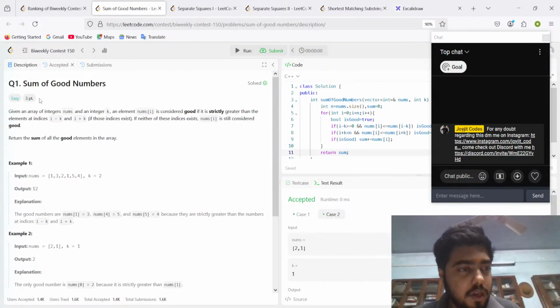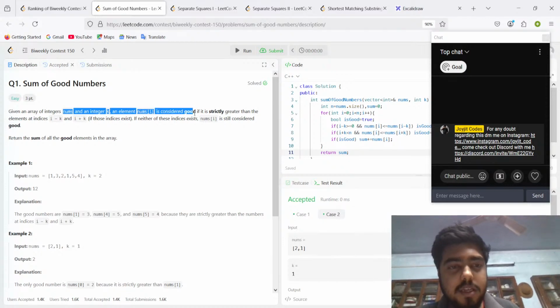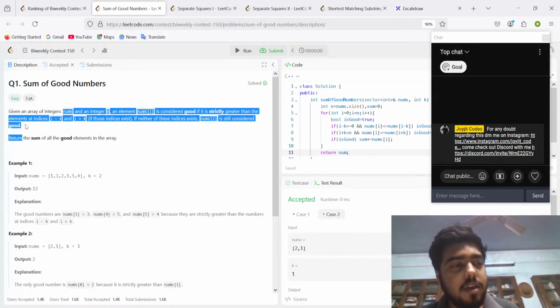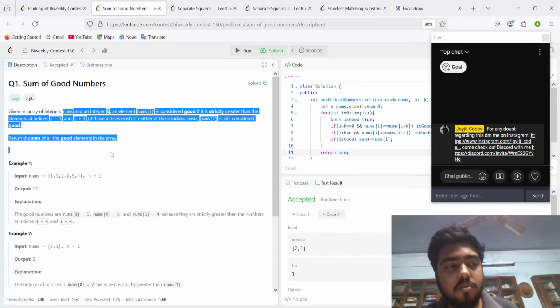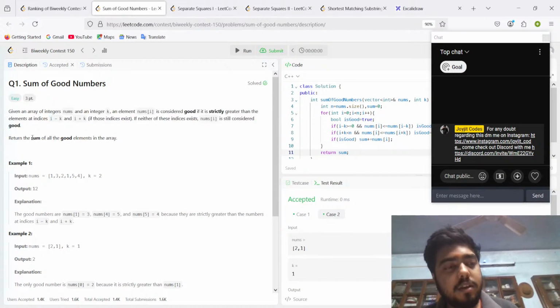Sum of good numbers. Okay. Given an array of integers nums and an integer k, an element nums[i] is considered good if it is strictly greater than the elements at indices i minus k and i plus k, if those indices exist. If neither of them exists, nums[i] is still considered to be good. We have to return the sum of all the good elements in the array. Okay, clear?